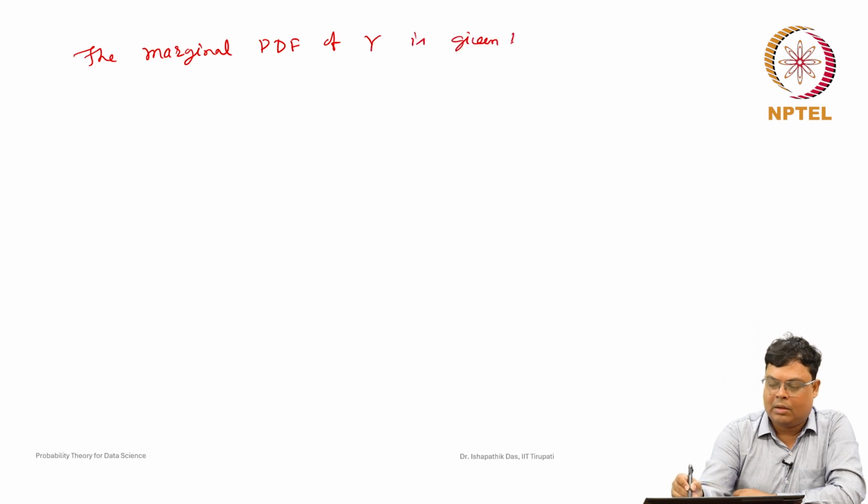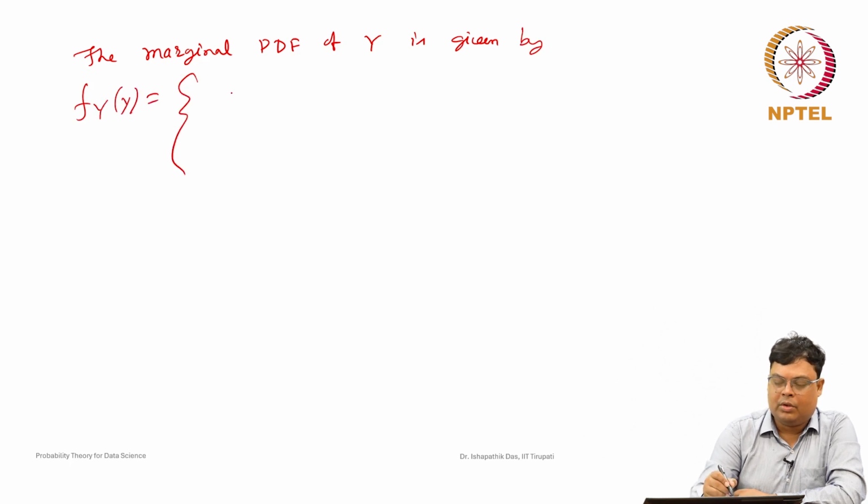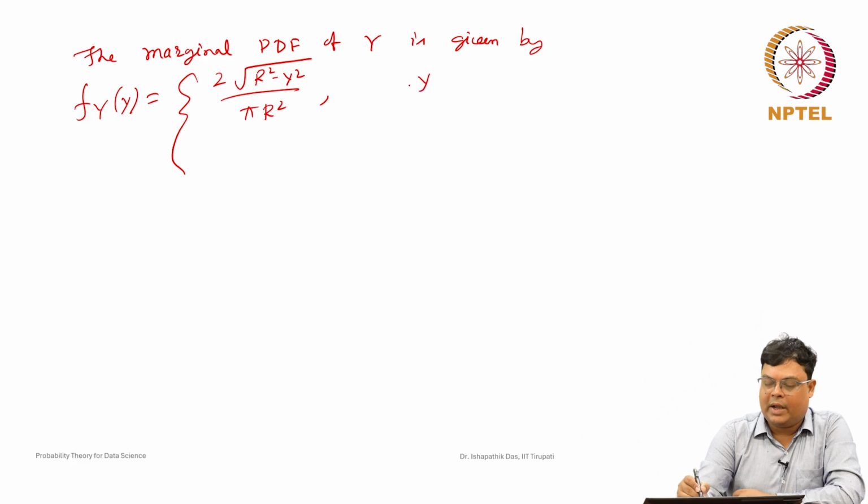So finally we write the marginal probability density function of y, which is given by f of y is equal to 2 root over r square minus y square by pi r square whenever y is greater than or equal to minus r and less than or equal to plus r, and this is equal to 0 otherwise.